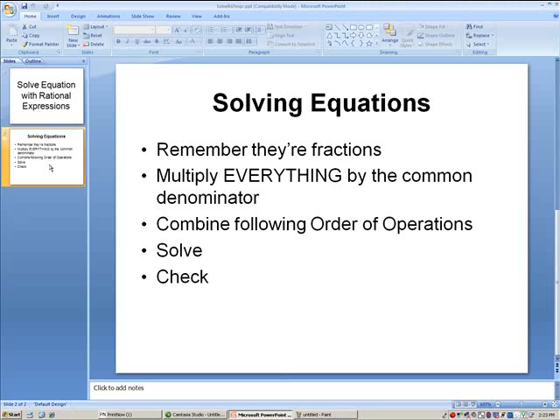Our process for solving equations that contain rational expressions is to remember that they are fractions. A rational expression is anything that can be written as a fraction. So we're going to multiply everything by the common denominator. And by common denominator, I'm talking about all the denominators on both sides of the equation. Then we're going to solve whatever we have. We'll combine following the order of operations. We'll solve it. And then it's very important that we check. And we'll see why it's so important to check in just a moment.